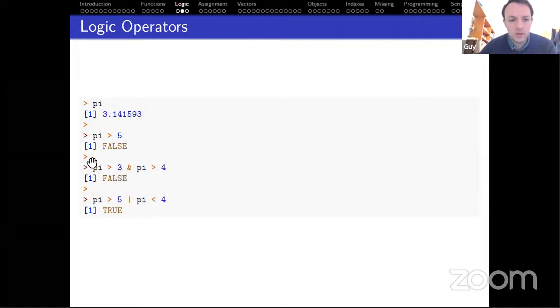This is just an example of the and or. So we can say, is pi greater than 3 and is pi greater than 4? So this is false, because at least one of these is false. And this one we're looking for is pi greater than 5 or is pi less than 4. So this is true, because at least one of these is true, so pi is less than 4, for example.